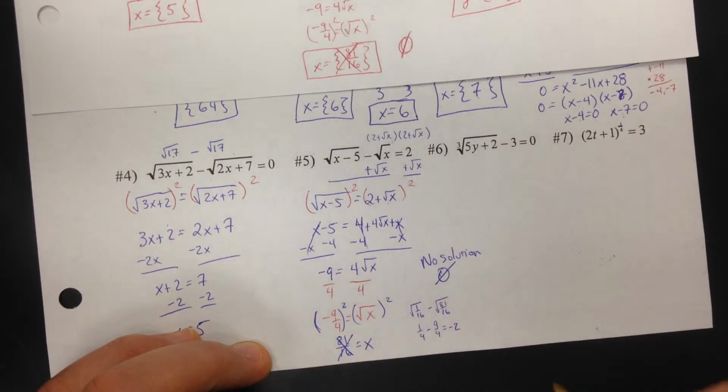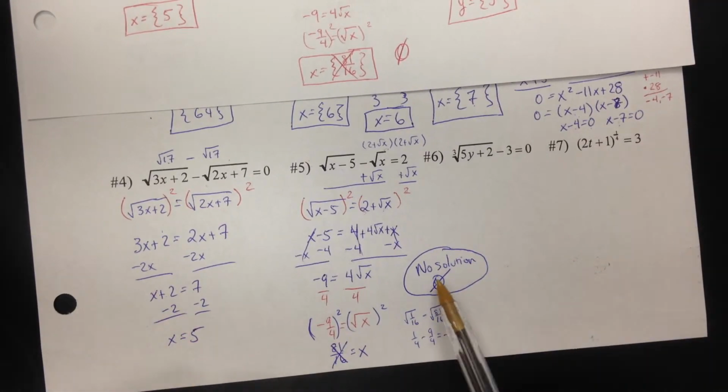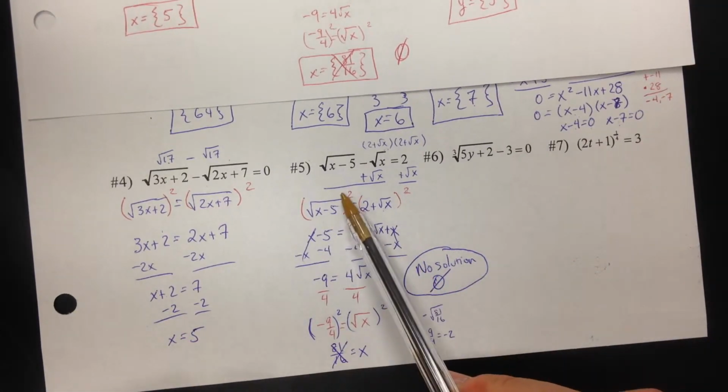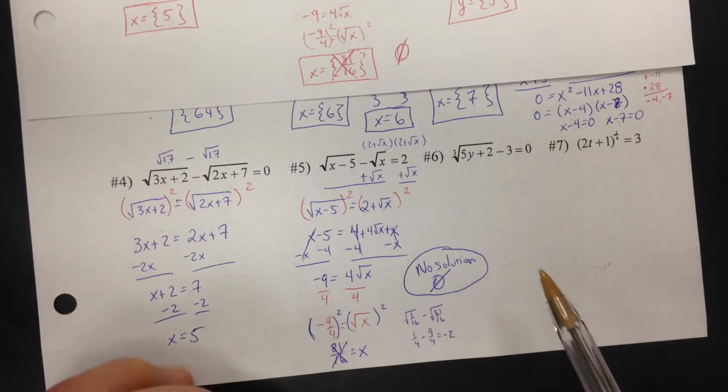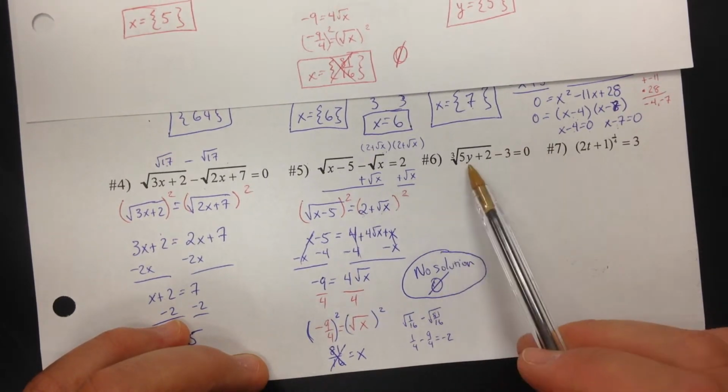That means the same thing, no solution. It's called the empty set right there. So that did not work. So number 5 has no answer to it. All right, now the last two, let's look at a few examples where it's not a square root, it's something else.